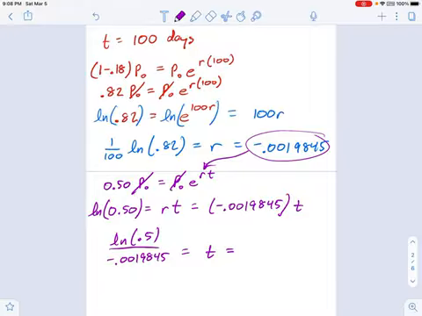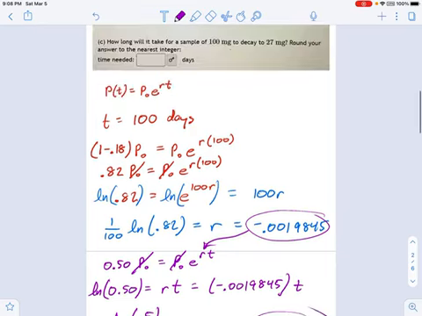Now, as a sanity check, this better be longer than 100 days, because it took me 100 days to get to 82%. It's going to take longer to get to 50%. So that's a useful way to just check yourself and make sure that we're talking common sense here. And my calculator told me 349 days. Great.